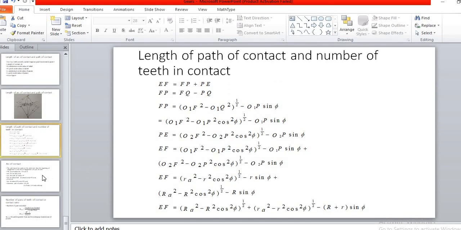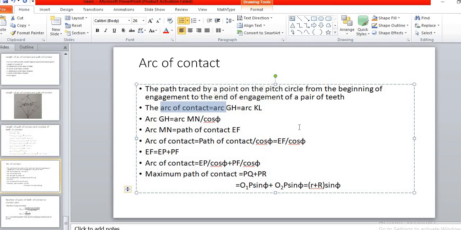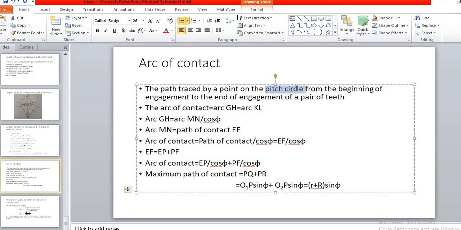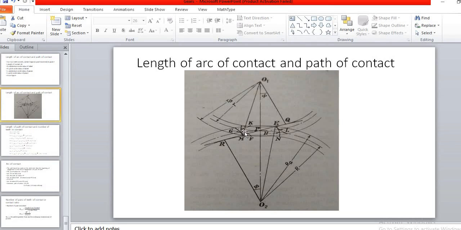Now these values, whatever we discussed, are represented here. So arc GH and arc KL are the same, and this is nothing but the arc of contact. From the beginning to the end of the engagement of that pair of teeth, that path is nothing but the arc of contact, and that arc of contact is considered on the pitch circle of those particular gears. On the pinion pitch circle, the arc of contact is represented here.